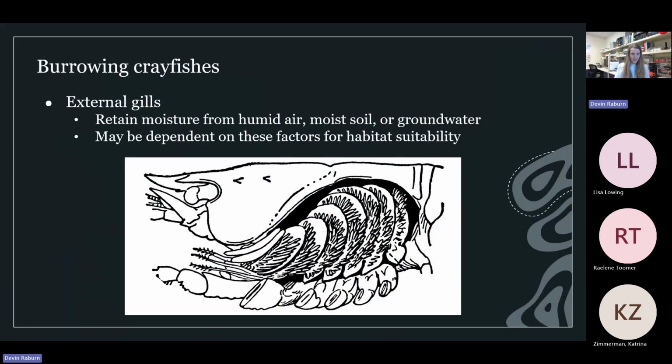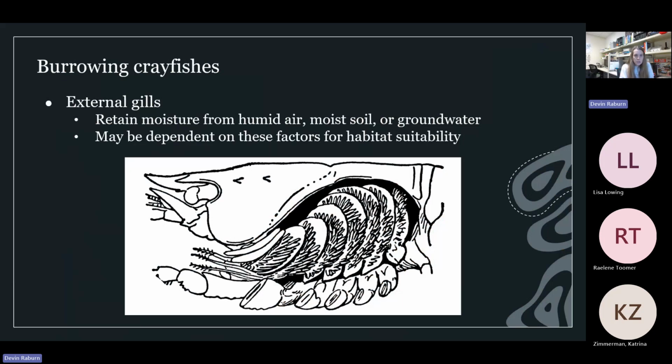So, but how are they able to do this, right? They're living in the burrows. How are they able to survive? Well, they have external gills. As we can see in this picture here, those fluffy pieces up against those circular pieces there are the gills, and that's in the carapace of the crayfish, so like that body plate.